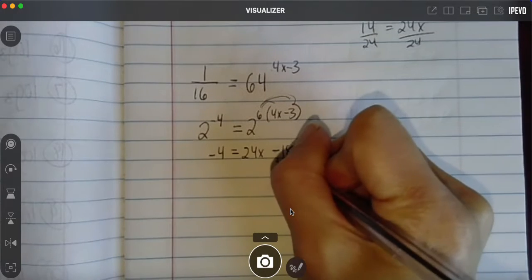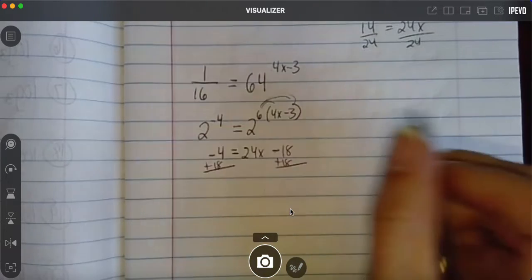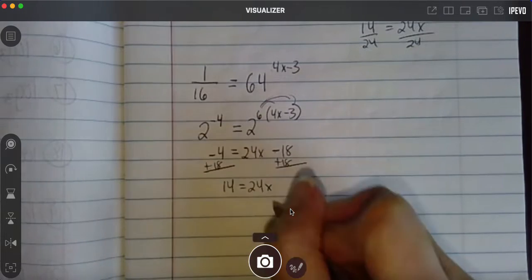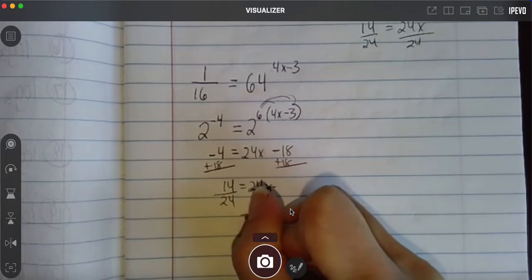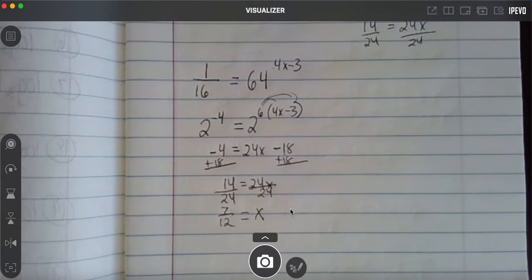Okay, so we add 18. And what do we get? 14 equals 24x. Then what? Divide by 24. And they get it as a fraction. You may get a decimal, but they get 7 out of 12. X is 7 out of 12. 7 over 12. It should be 7 over 12.